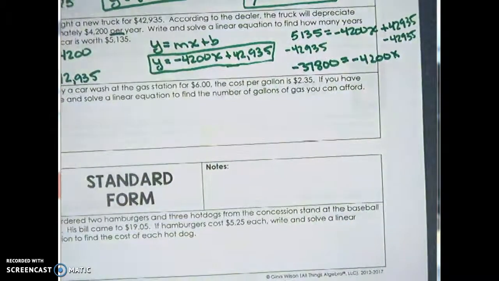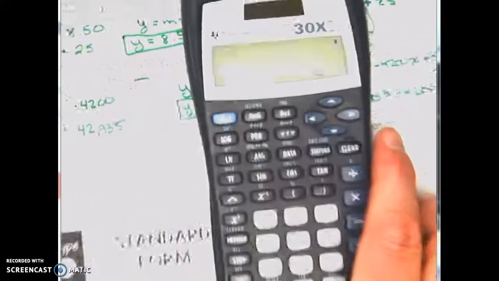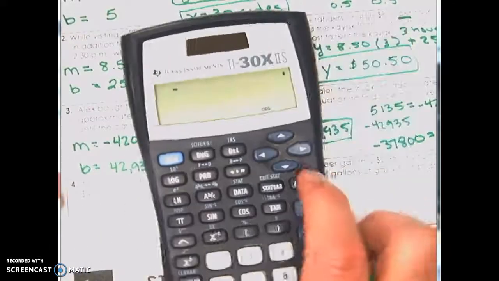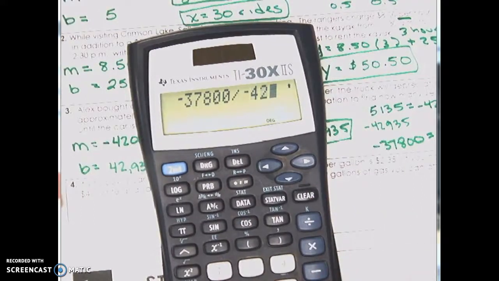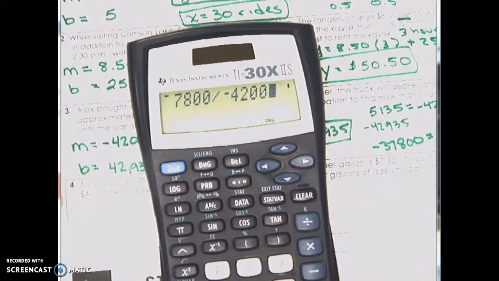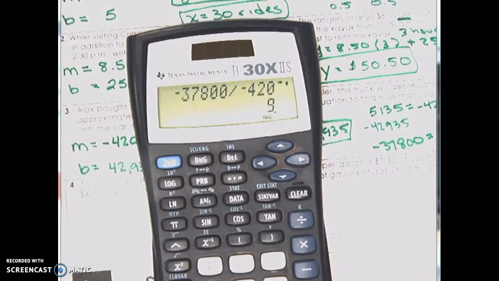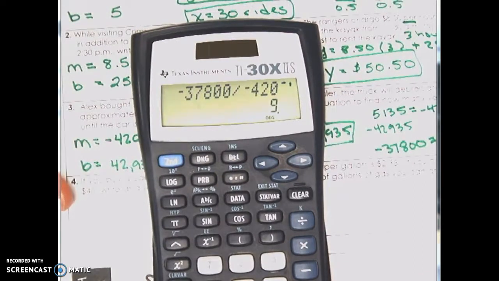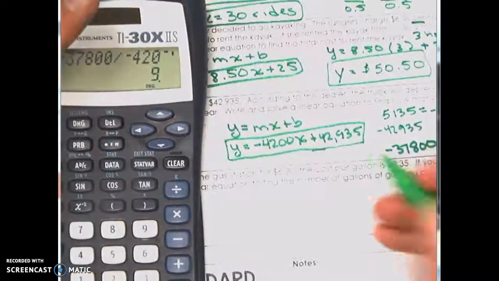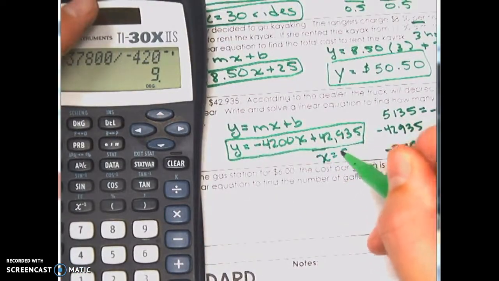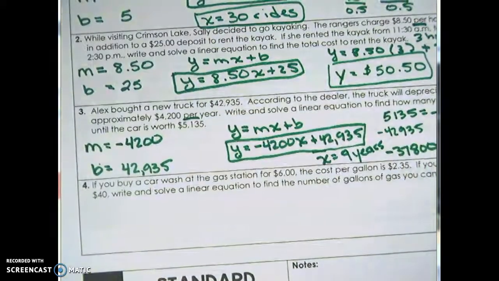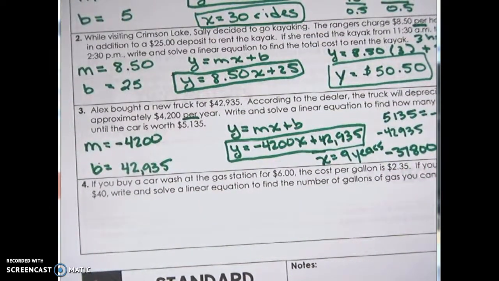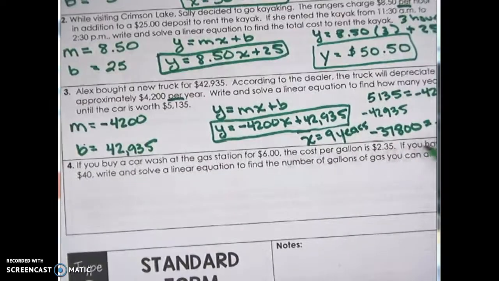And then you'll just divide both sides by that negative 4,200. So I'll just take my number I have there, negative 37,800, and I'll divide it by the negative 4,200. And that means 9. So what does that 9 represent? That's how many years it will take. And so my final answer would be x equals 9 years. It's kind of crazy that in 9 years, a $42,000 truck is worth only $5,000, but that's what happens.